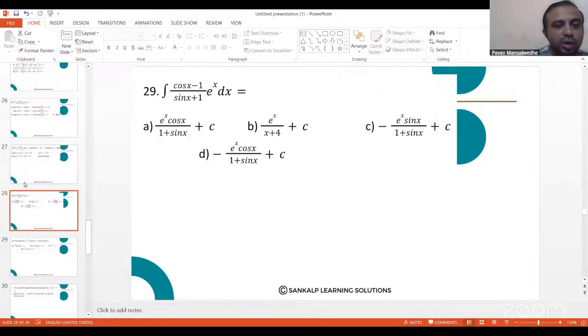Question number 29, you try to solve this. Integration of (cos x minus 1) upon (sin x plus 1) into e raised to x dx. What is the value of this? Try to solve this. Again, 15 to 20 seconds time for you students. You try to solve this.